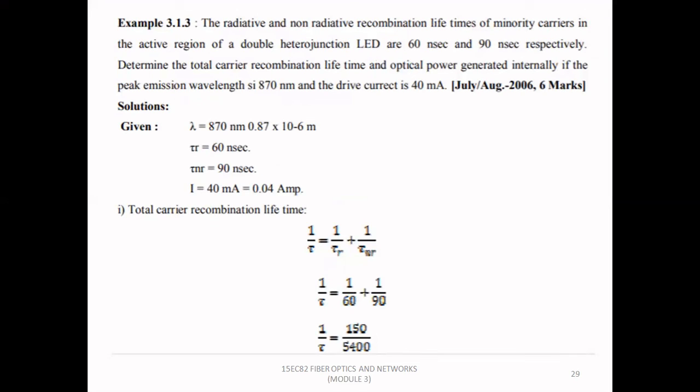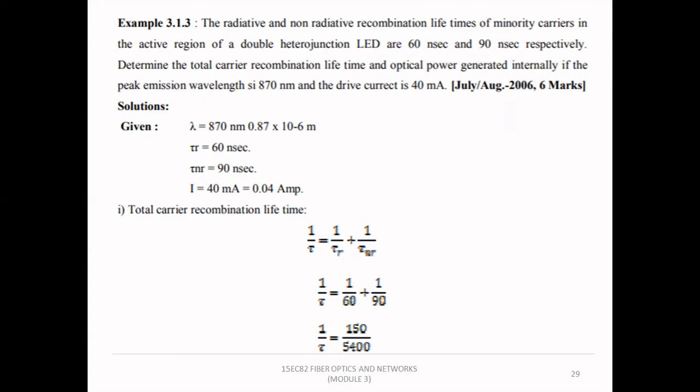So let us discuss an example. The radiative and non-radiative recombination lifetimes of minority carriers in the active region of a double heterojunction LED are 60 nanoseconds and 90 nanoseconds respectively. Determine the total carrier recombination lifetime and the optical power generated internally if the peak emission wavelength is 870 nanometer and the drive current is 40 milliamps. Solution: given lambda equal to 870 nanometer or 0.87 into 10 power minus 6 meter, tau R equal to 60 nanoseconds, tau NR equal to 90 nanoseconds, current equal to 40 milliamps or 0.04 amps.